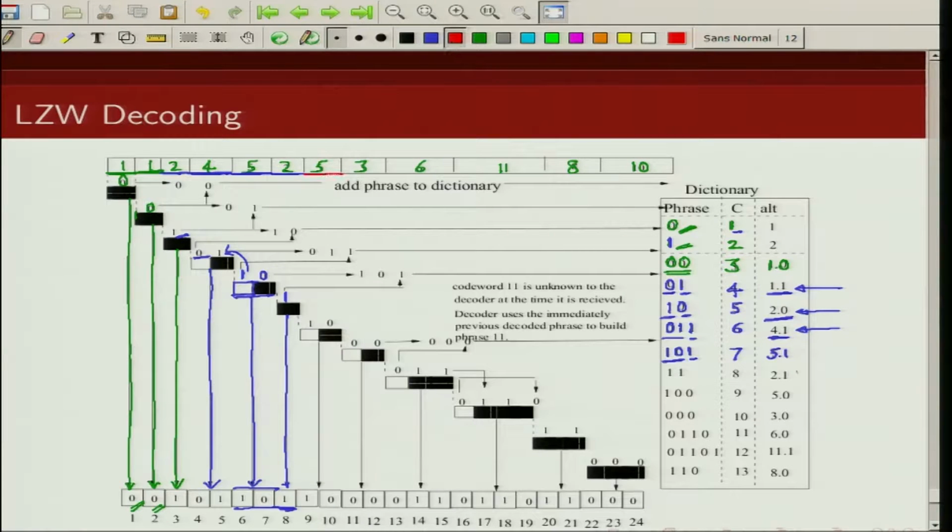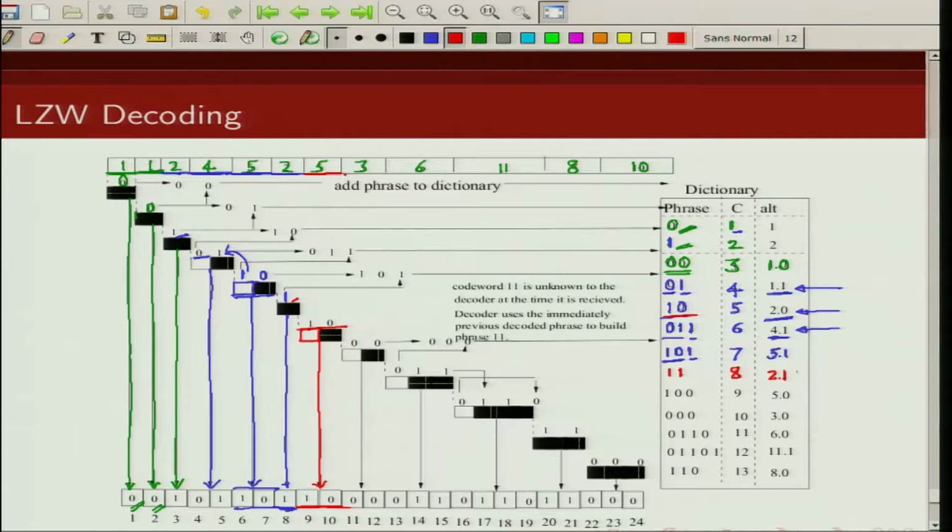Next, I decode 5. What is 5? 5 is 1, 0. So this is decoded as 1, 0. Now what is the innovation symbol? The innovation symbol is 1. Previous phrase is 1. So I add innovation symbol here. So I am going to add 1, 1 to my dictionary. That's code word number 8. And this can be written as concatenation of second code word with this innovation symbol, which is 1.